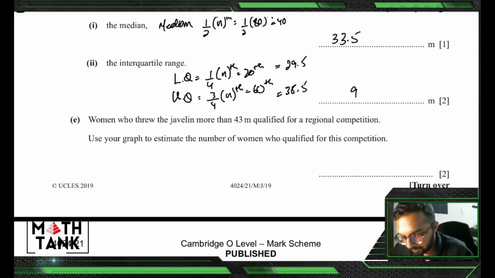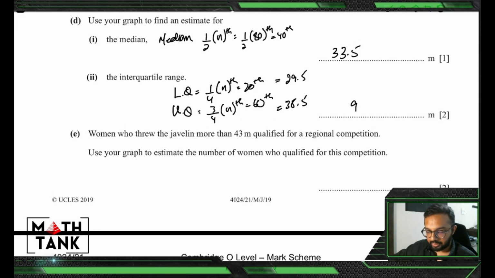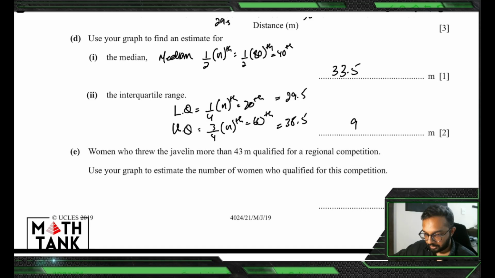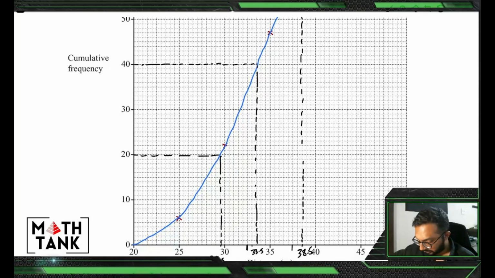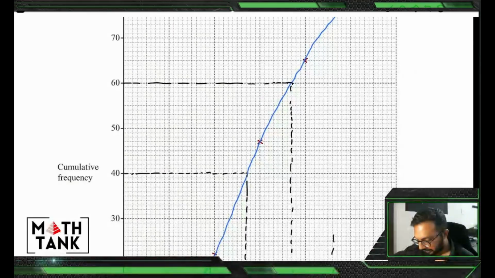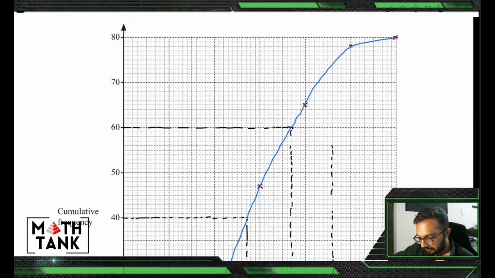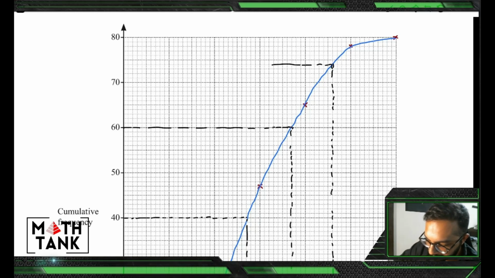Women who threw the javelin more than 43 meters qualified for a regional competition. Use your graph to estimate the number of women who qualified for this competition. More than 43 meters. So what I'm going to do is I'm going to find where 43 is. That is 42.5. So that should be 43, that box. I'm going to go up from there. So people above this, whatever this number comes up, are the ones who qualified, right? So I'm just going to draw a line here and see what number I am at. I am at about 74.